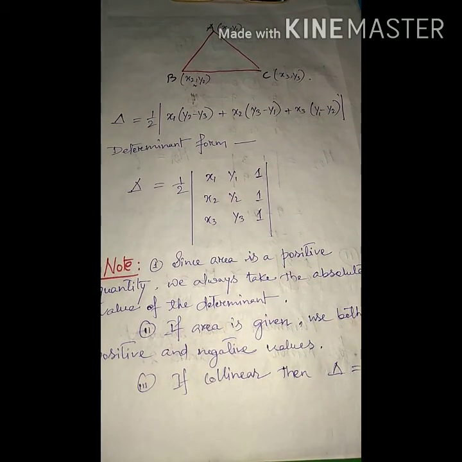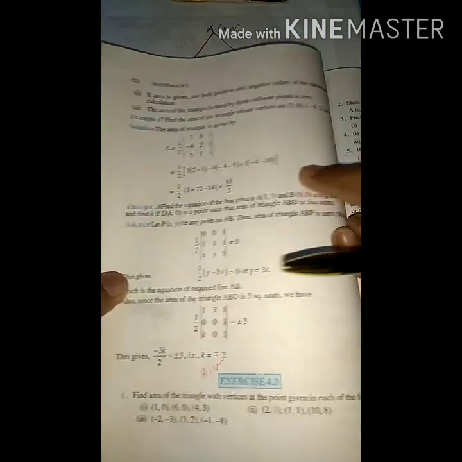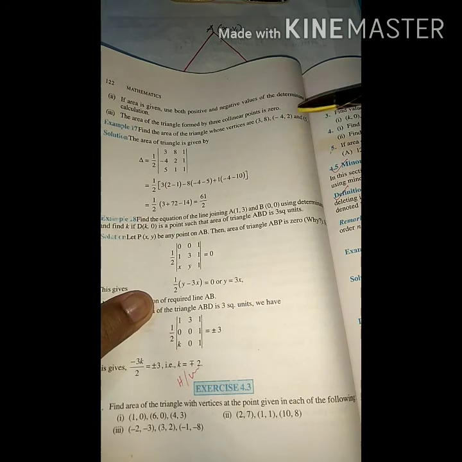Some examples are also there. If you see the examples, then you can easily get it. So let's see the examples. Now here, find the area of a triangle whose vertices are these three.